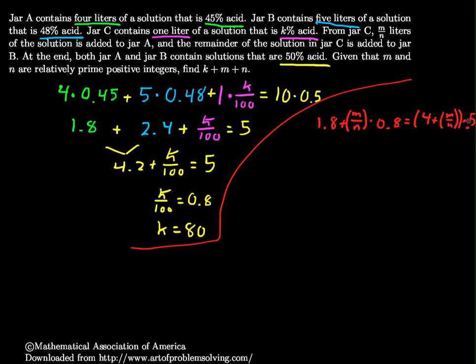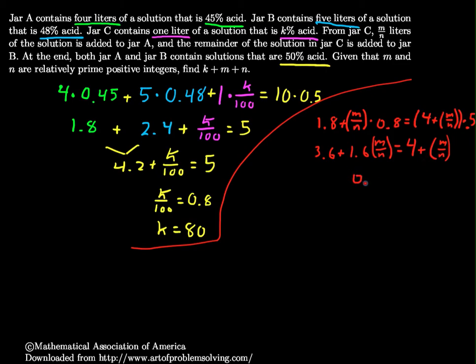So I'll multiply both sides by 2 to get rid of this 0.5. So 2 times 1.8 is 3.6. 2 times 0.8 is 1.6. 3.6 plus 1.6 m over n is equal to 4 plus m over n. Okay, I'm going to get all the m over n's to the left-hand side because I have more of them here, so I'll get a positive value for it. So I'll subtract m over n.